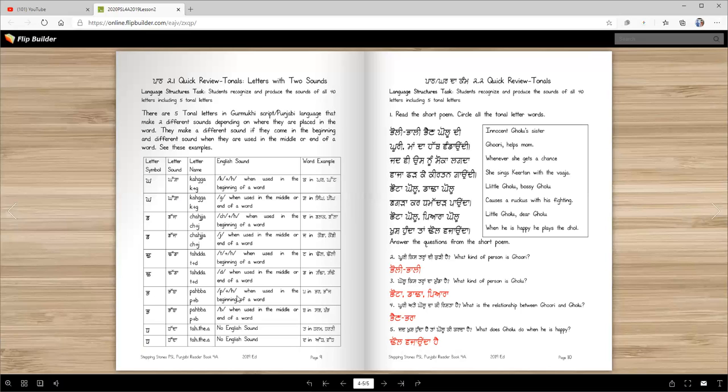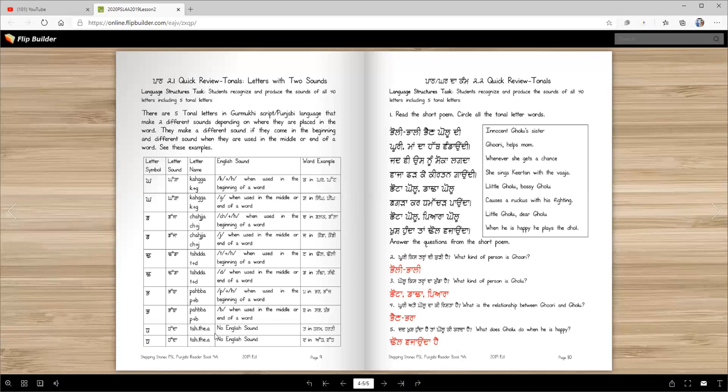Pabba makes a p sound when it's used in the beginning of a word. Like papa and par. You hear the p sound, right? And paj. Par means fill and paj means run. Good. Pabba makes the b sound when it's used in the middle or end of a word. Like sab. You hear the b sound, right? With a little bit of a in there. Sab means all, and kamb. Kamb means feathers or wings.